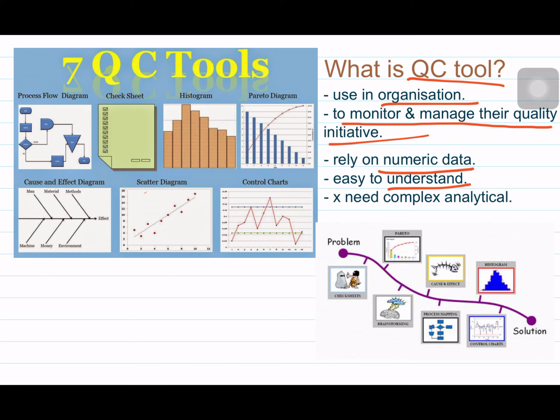At the same time, they also need no complex analysis, and usually don't need any formal training in statistics, because they can be used to solve the vast majority of quality related issues. So it's based on a very easy concept: we find the problem, we know where the problem is, and we get to know the solution. So if we know the solution, we can solve the problem. That's a very easy concept.